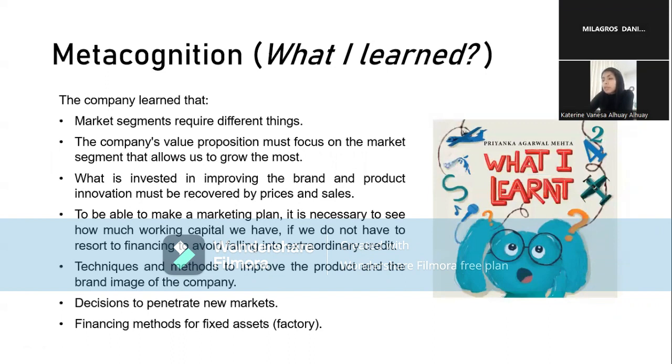Okay, according to metacognition, what I learned: the company learned that market segments require different things. For example, the company's value proposition must focus on the market segment that allows us to grow the most. What is invested is in improving the brand and product. Innovation must be recovered by prices and sales. To be able to make a marketing plan, it is necessary to see how much working capital we have, so that we do not have to resort to financing to avoid falling into extraordinary credit.